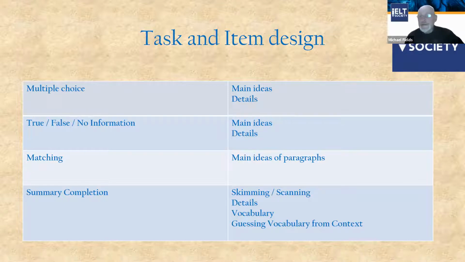And this is wonderful because it tests skimming and scanning. It tests reading for details. It tests vocabulary. And it also tests the student's ability to guess vocabulary from context. If you leave out words that they probably already know, you're pretty sure they know those words, then you're more testing skimming, scanning, and details. If you leave out some words that they may not know, some of the more difficult words, then you can actually test their ability to guess the meaning of unknown vocabulary from context, right? That's a little bit harder to do, but it's possible.